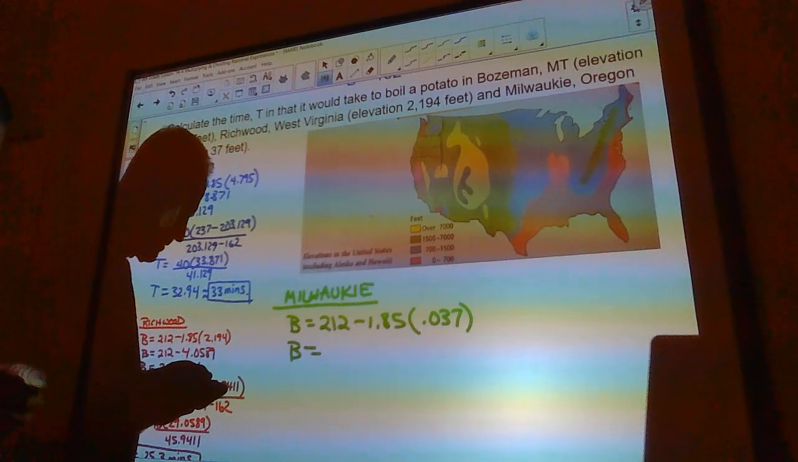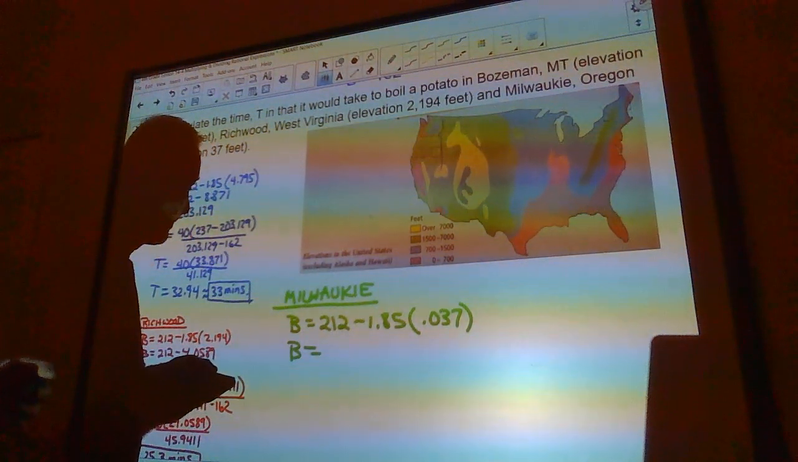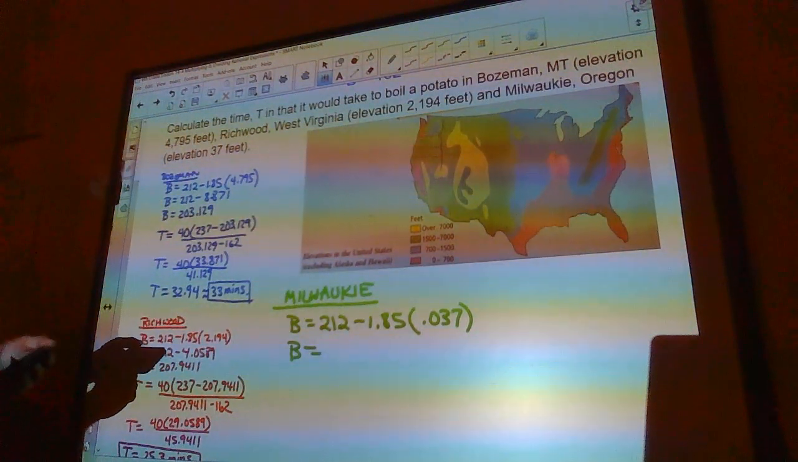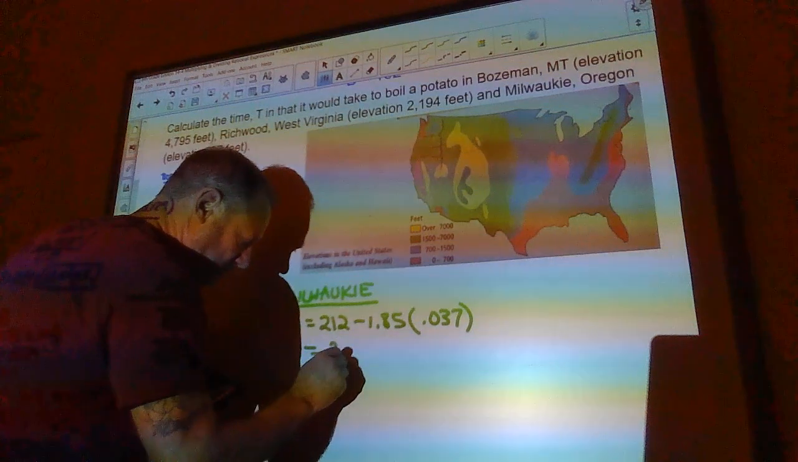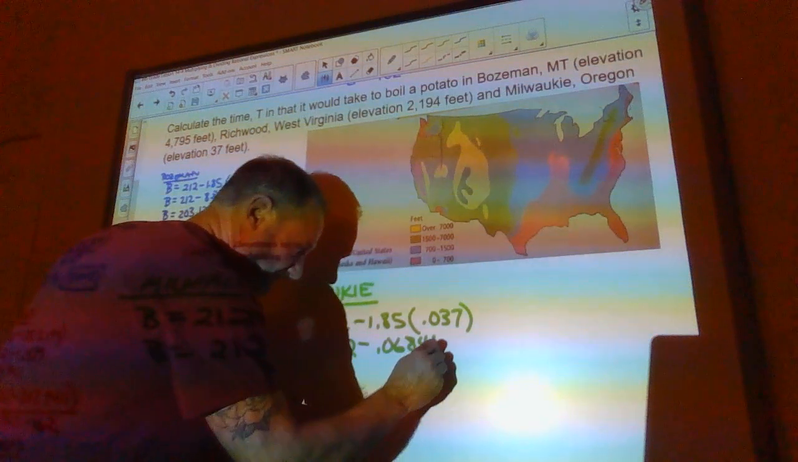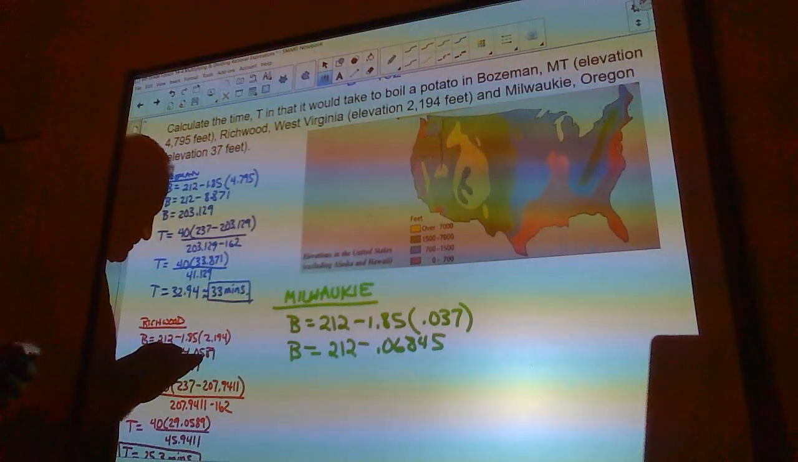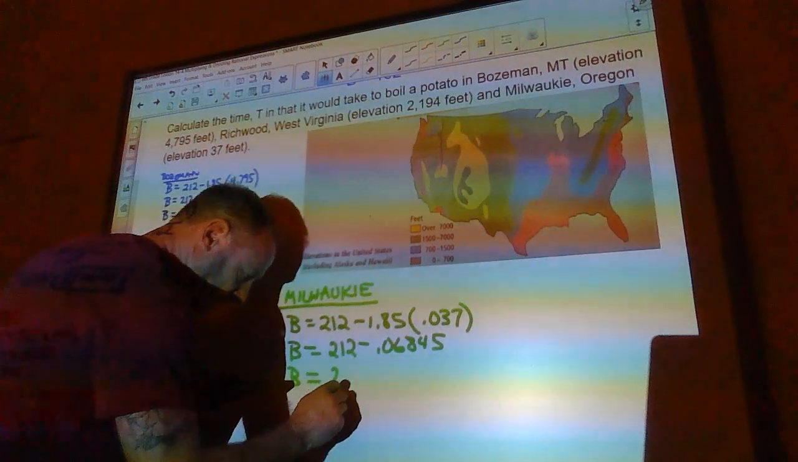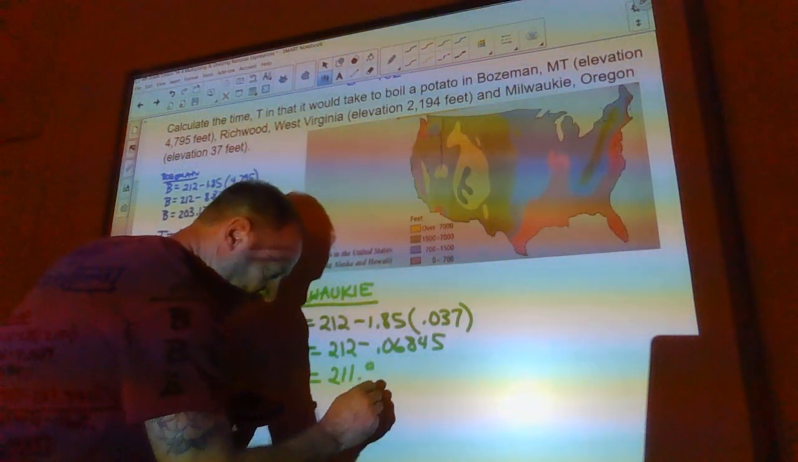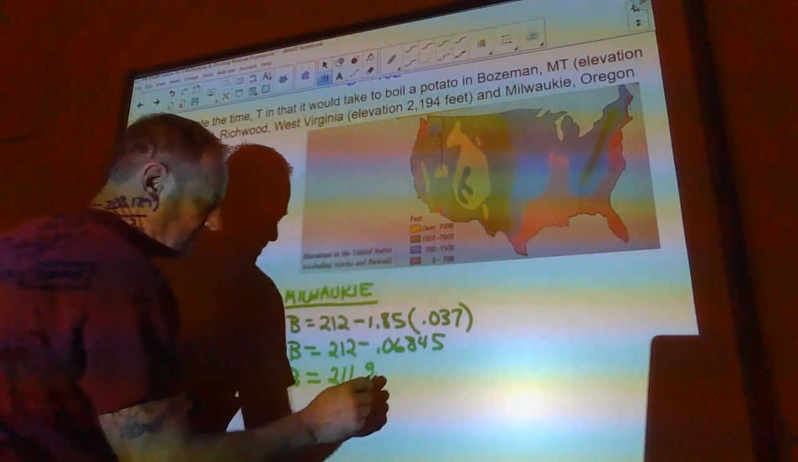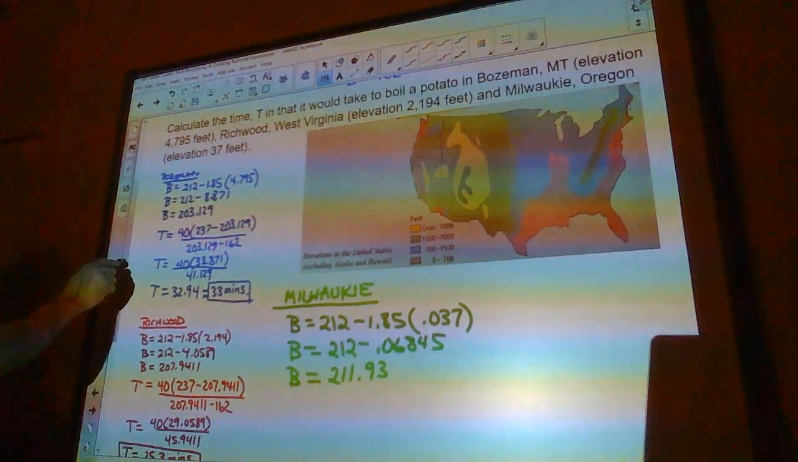Okay, so B. 1.85 times 0.037. Okay, that's going to be 212 minus 0.06845. All right, so B is going to equal 211.93, we're going to round it. Okay, so we've got B.